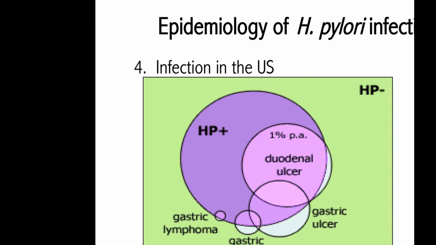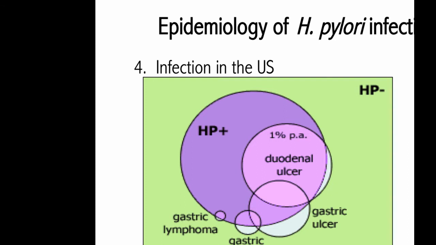So a fourth point here is just really to take a broad look at infection rates in the United States. This is actually one of my favorite diagrams from epidemiological studies, and you can bet your bottom dollar that there will be some questions on your quiz about this diagram, so make sure you understand how to read Venn diagrams. So let me briefly explain the diagram.